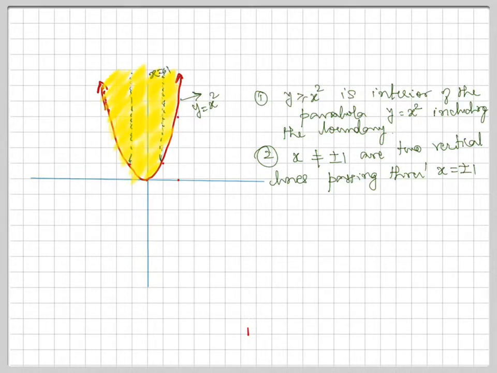So we can write this in set builder form. The domain is all those x y where y is more than or equal to x square and x is not equal to plus or minus 1.